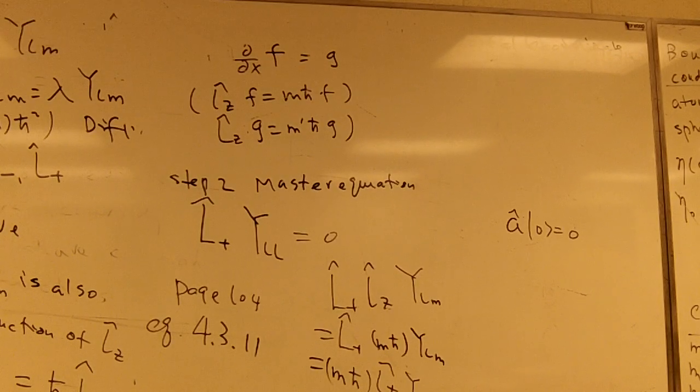L hat plus or minus equals L_x plus or minus i L_y equals plus or minus h bar e to the plus or minus i phi times the quantity partial with respect to theta plus or minus i cotangent theta partial with respect to phi, closed quantity. Okay, very good. Thank you. Excellent. So this is the equation.